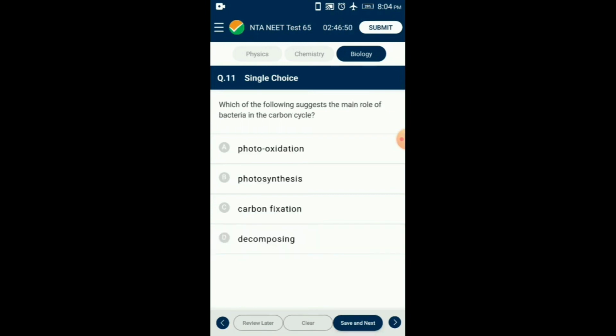Question number 11. Which of the following suggests the main role of bacteria in the carbon cycle? Bacteria are important decomposers in nature. They play an important role in the recycling of nutrients by causing breakdown of dead organic matter, thus playing an important role in the carbon cycle. The most important bacteria involved in the carbon cycle is Pseudomonas denitrificans. So the answer for this question is option D, decomposing.